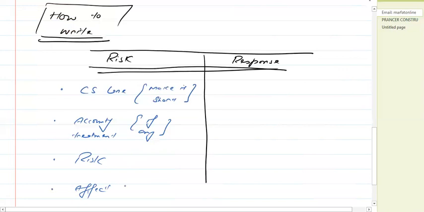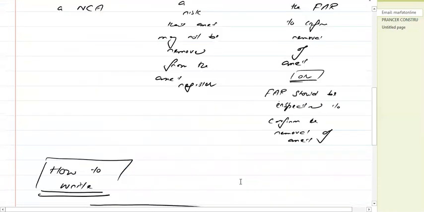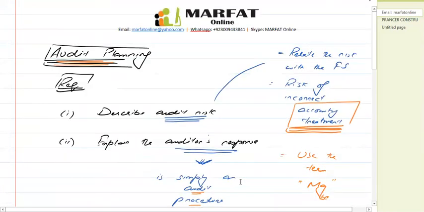So you'll be writing in one paragraph: case study line, accounting treatment, if any, then you have the risk and then the effect. And I have described this in your exam requirement document as well. And the response is simply an audit procedure. This is exactly the same. So now we are done with how to write the audit risk in the exam.